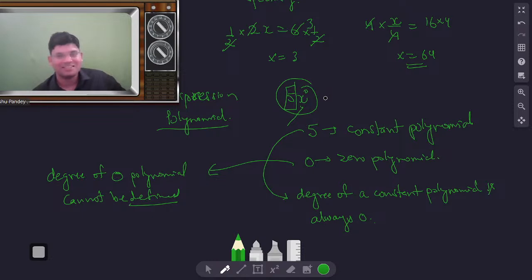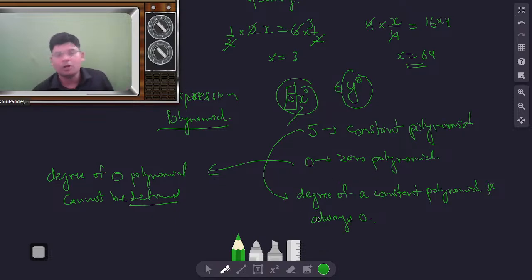Okay, so can I write 6 as 6y to the power 0? Yes, that will be equal to 6. So that means any constant polynomial can be written with any variable with the power 0. So that means the degree of a constant polynomial is always 0. We can have the expression with the variable power 0 as well.